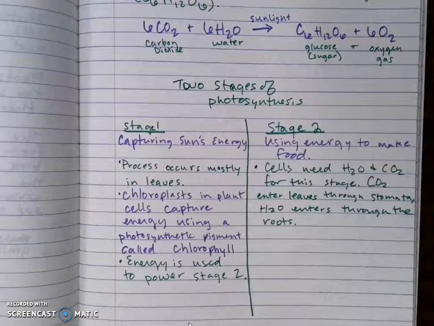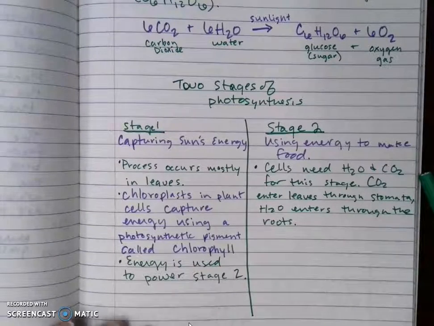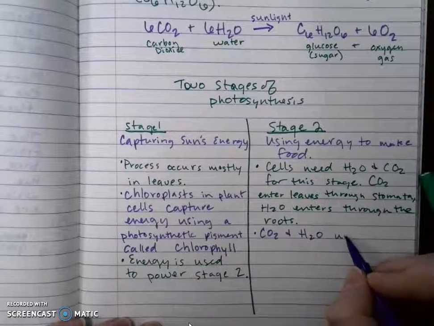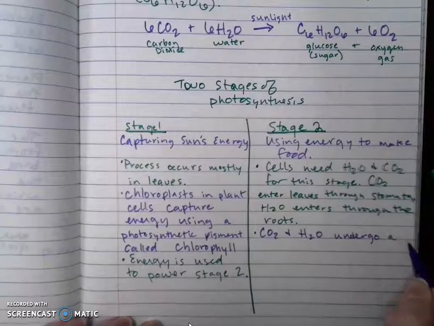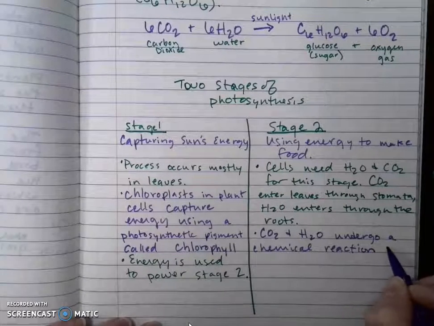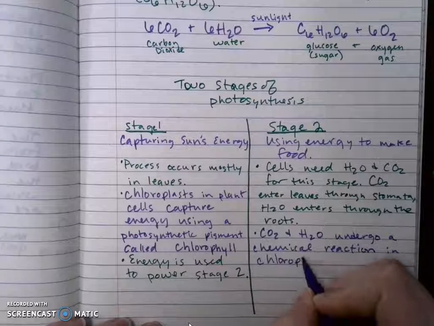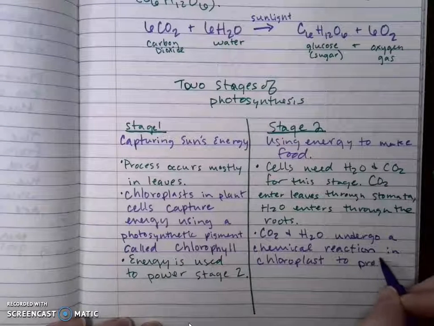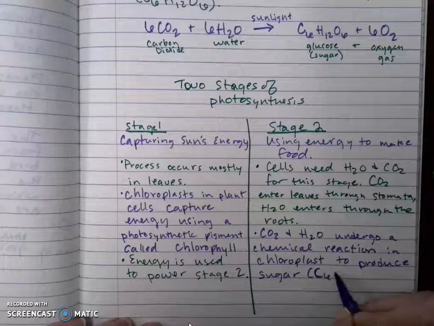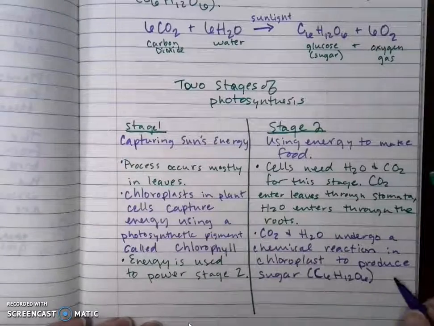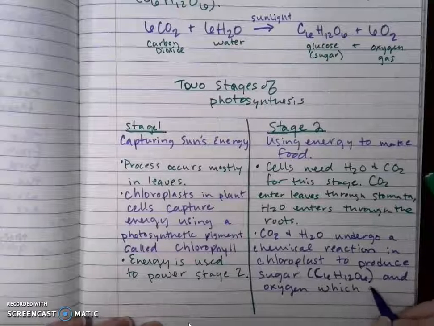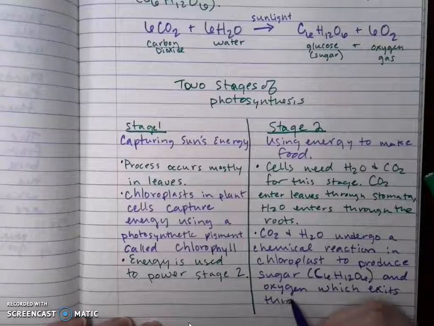Okay, that carbon dioxide and water undergo a chemical reaction in the chloroplast to produce sugar. Remember, that's our C6H12O6, and oxygen, which exits through the stomata.